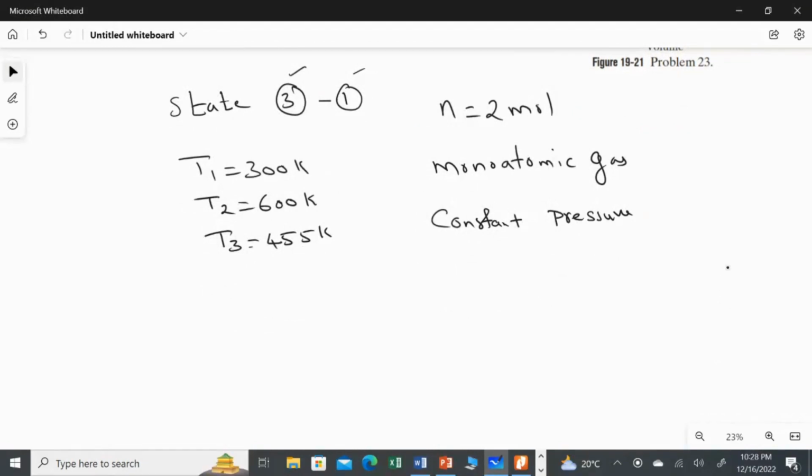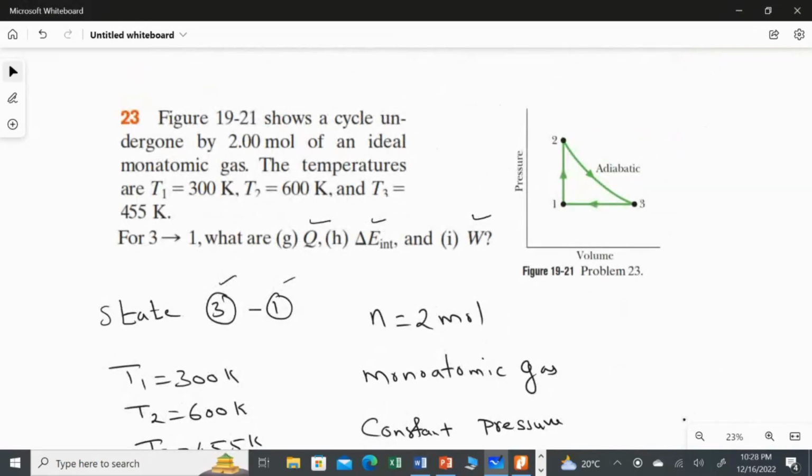So let's start. This time I'm going to solve the G part, the amount of heat energy transfer. So Q equals, at constant pressure, we have the rule n Cp delta T, right? And Cp for the monoatomic gas takes the value of 5 over 2 times R. And here the temperature is considered from the state 3 to 1. From 3 to 1 means this is the initial, this is the final. So T3 is initial and T1 is final. So the change in temperature is T1 minus T3. Clear? Because T1 here is the final.